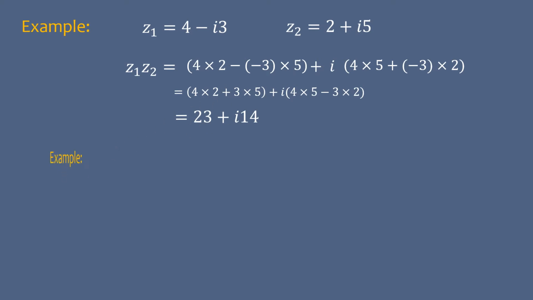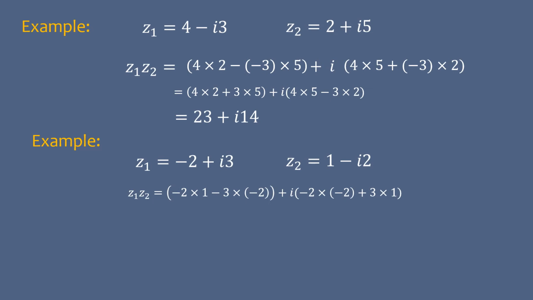Let us consider one more example. z1 equal to minus 2 plus 3i and z2 equal to 1 minus 2i. Now z1 z2 will be equal to minus 2 times 1 minus 3 times minus 2, plus i times minus 2 times minus 2 plus 3 times 1, which can be easily solved. We have learned already in lower classes how to solve such an easy expression, and the final result will be 4 minus i.